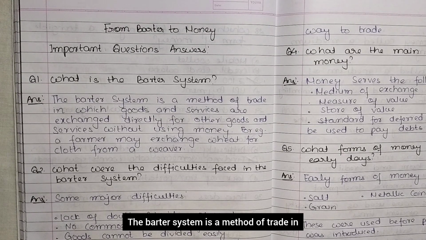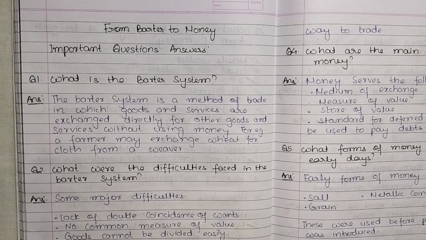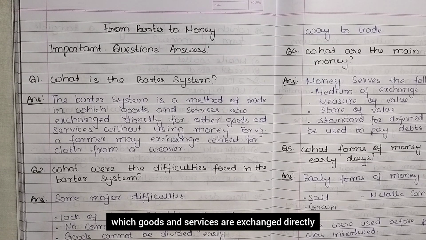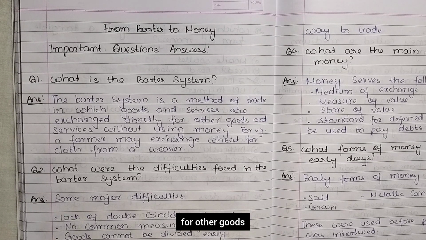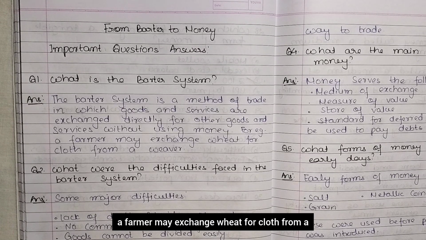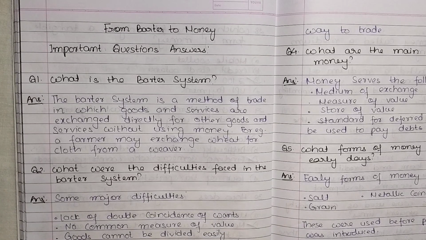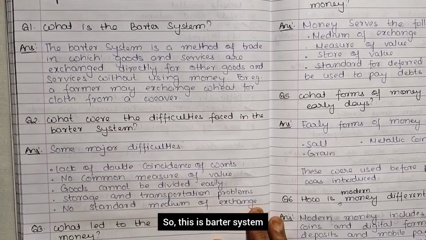The barter system is a method of trade in which goods and services are exchanged directly for other goods and services without using money. For example, a farmer may exchange wheat for cloth from a weaver, right? So this is barter system.